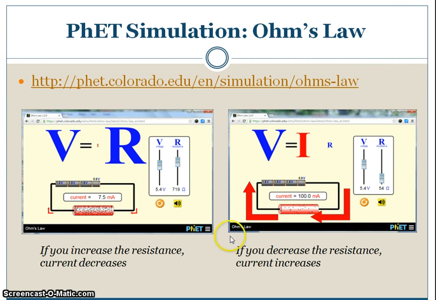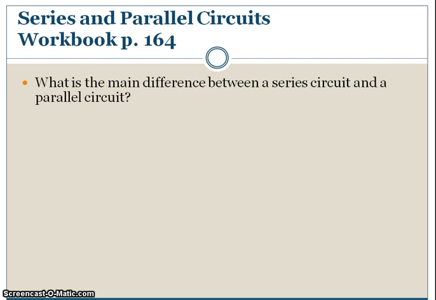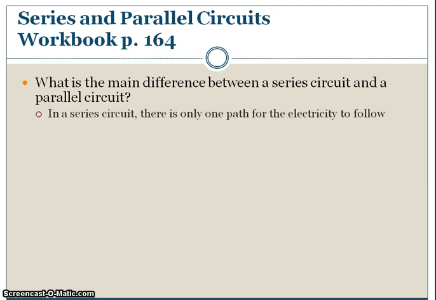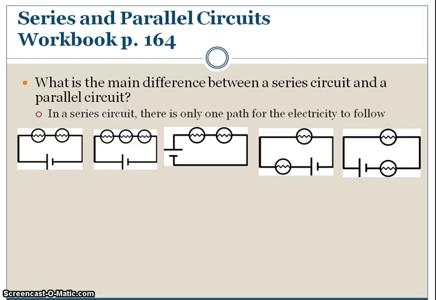So if you increase the resistance, we saw that current decreases, and if you decrease the resistance, current increases when the battery voltage is kept the same. So what's the main difference between what we call a series circuit and a parallel circuit? Well, in a series circuit, by definition, there's only one path for the electricity to follow.